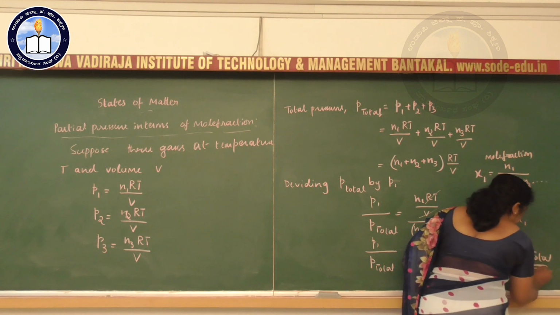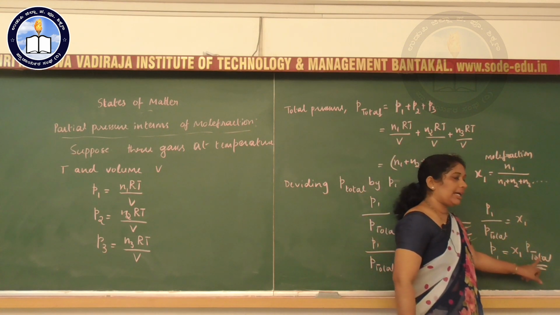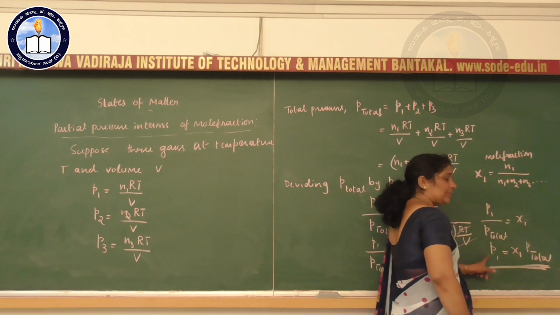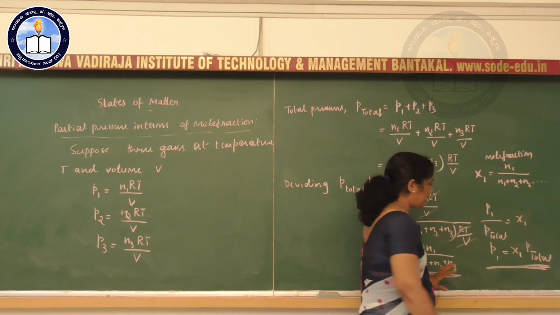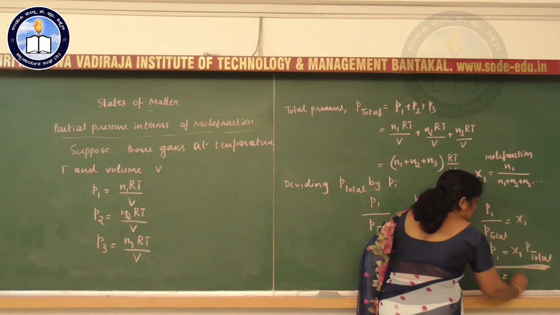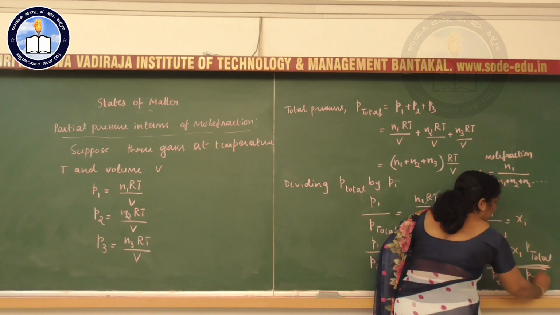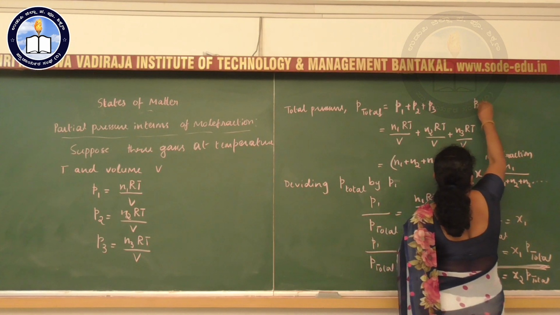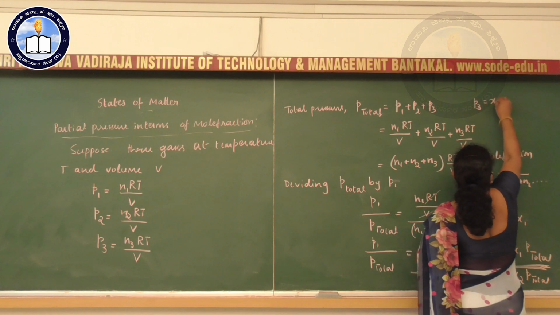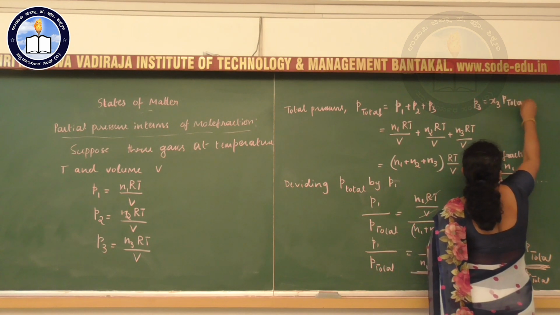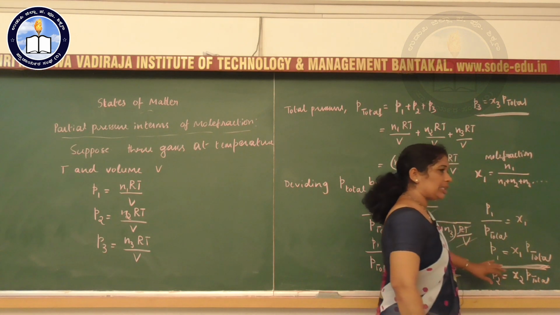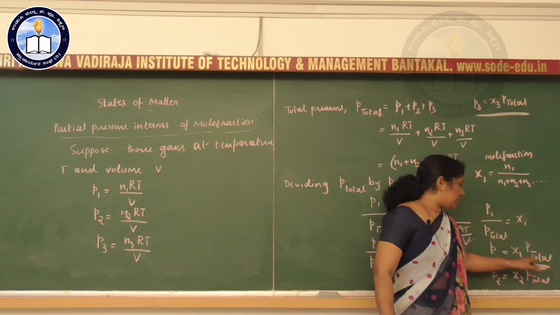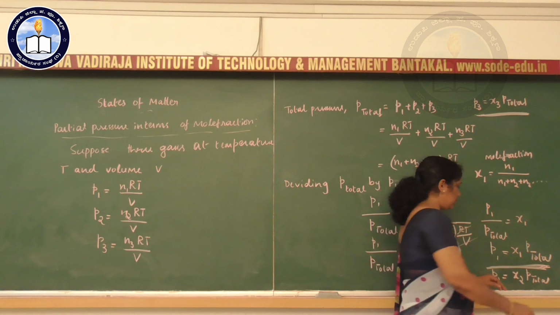So like this, we can relate partial pressure and mole fraction using this relation. This is for gas 1. If you write it for gas 2, P2 is equal to X2 into P total. Similarly, we can write P3 is equal to X3 into P total. So these are the relations between the partial pressure of an individual gas, the total pressure and the mole fraction.